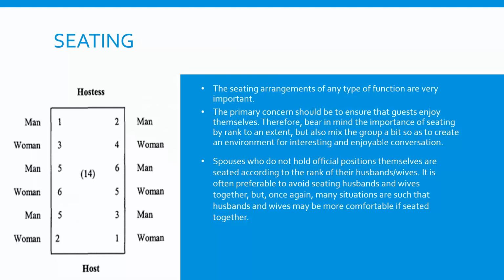Spouses who do not hold an official position will be seated according to the rank of their husband or wife. This is often preferable to seat husbands and wives separately so that they can talk with people they maybe don't see all the time. But sometimes husbands and wives are more comfortable seated together. So you really got to take into consideration your audience and the type of event it is.